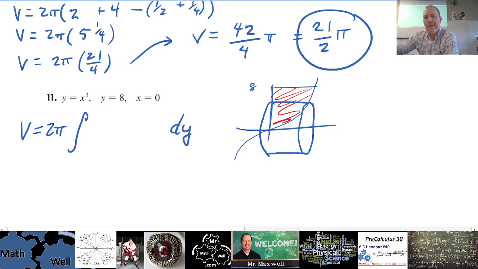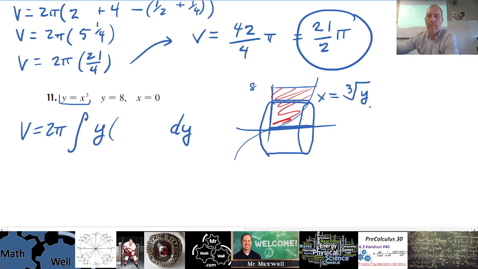All right. The r value, since we're rotating it right from x equals 0, looks like it's just going to be y. And the height is going to be the value of the function going from the y-axis, which means that I have to write this in terms of x equals something. So I do have to switch this around, right? I have to solve for x here. So I take the cube root of both sides, and this is going to be x equals cube root of y. Okay, x equals the cube root of y.